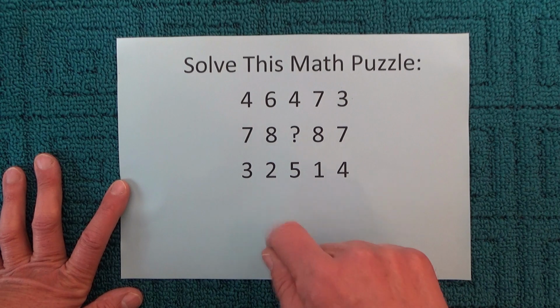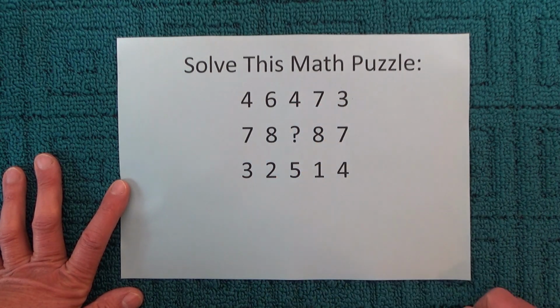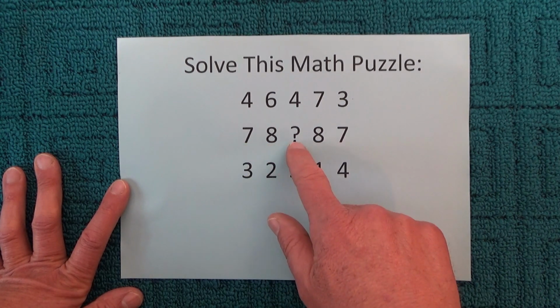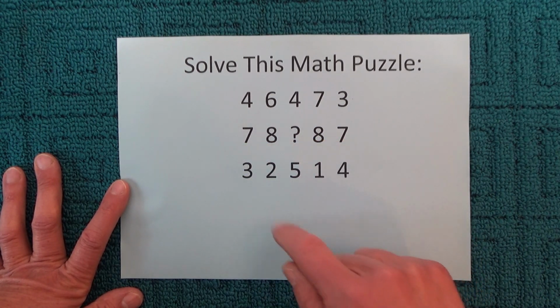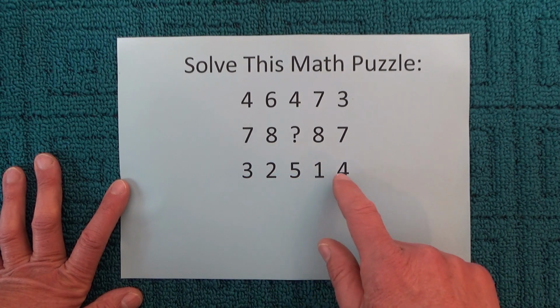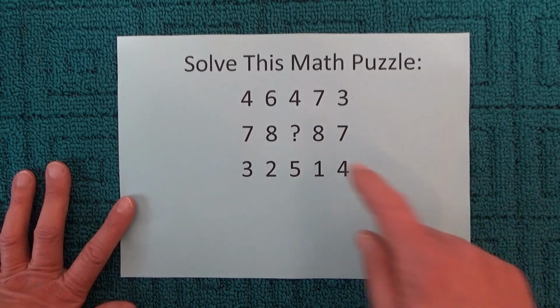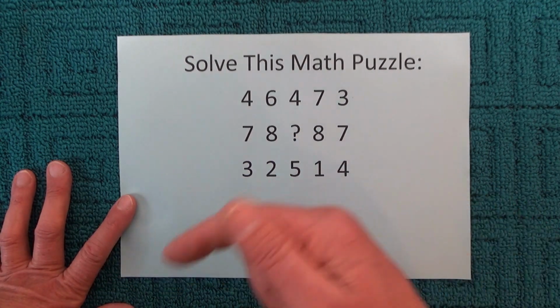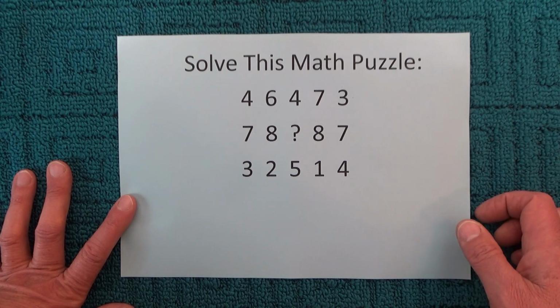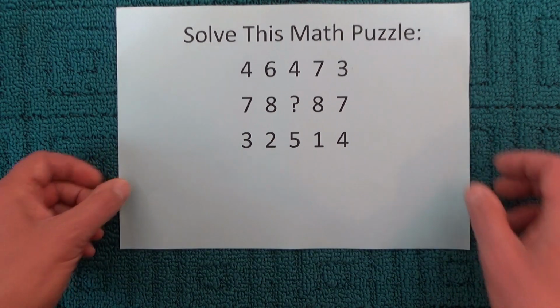So just to go through those 3 rows, we've got 4, 6, 4, 7, 3, 7, 8, question mark, 8, 7, and finally 3, 2, 5, 1, 4. Now if you want to think about this puzzle and perhaps work out what the answer is, then click on the pause button. Otherwise, I'm going to go straight into the answer.